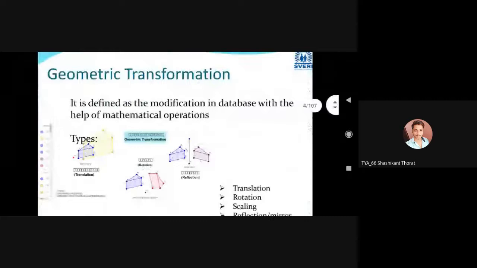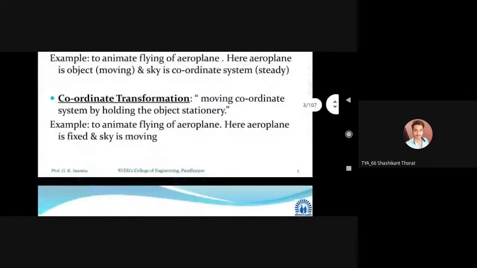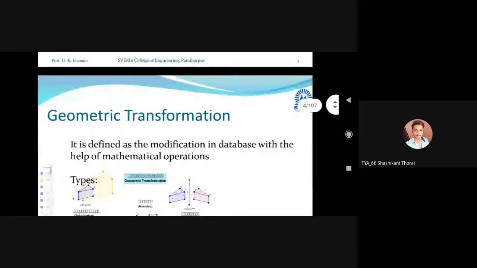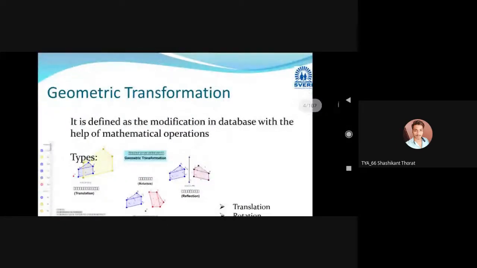Now geometry transformation. We will see the coordinate transformation problem. Basic geometry transformation is defined as the modification in the database with the help of mathematical operations. Suppose we want to transfer one point, one line, or one triangle from one place to another place. We have to give some distance: horizontal distance, vertical distance, or angular distance. Geometry transformation is whenever we want to transfer the geometry.